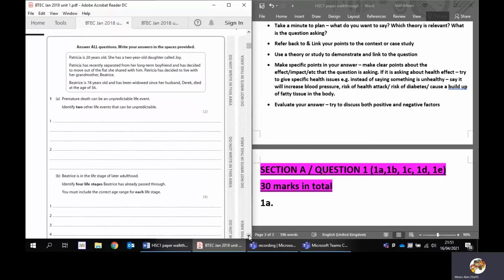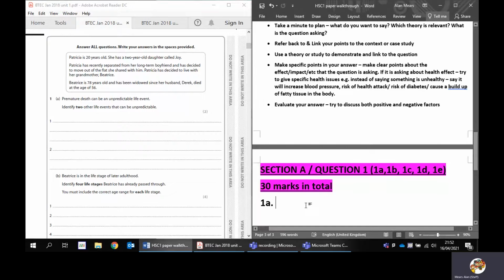So Patricia is 20 years old. She has a 2-year-old daughter called Joy. Patricia has recently separated from her long-term boyfriend and decided to move out of the flat she shared with him. They've decided to live with her grandmother Beatrice. Beatrice is 78 and has been widowed since her husband Derek died, aged 56. Now it says premature death can be an unpredictable life event, and the first question here asks for 2 unpredictable life events. It's a 2 marker. We're just going to state them.